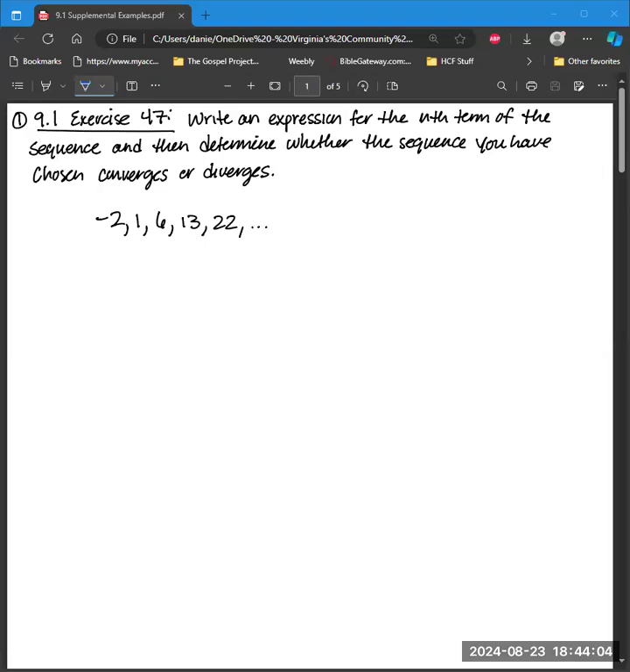In this video, we're going to talk about 9.1 supplemental examples. That was about sequences. So let's write an expression for the nth term of the sequence and then determine whether the sequence you have chosen converges or diverges.